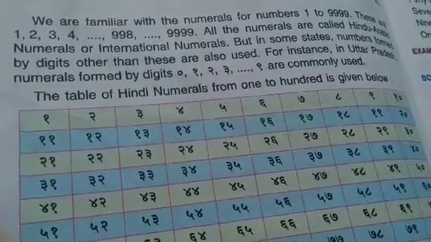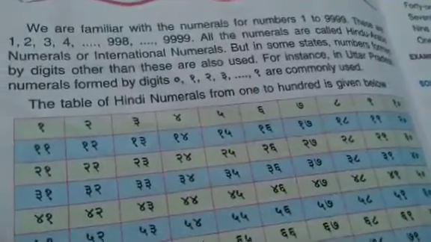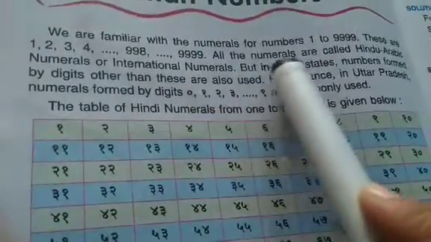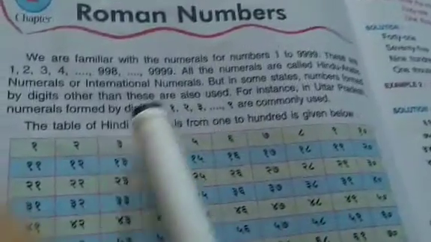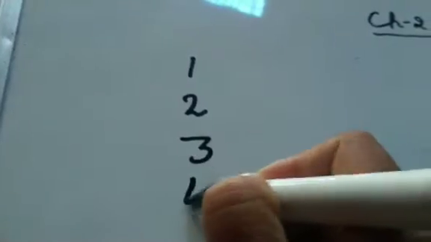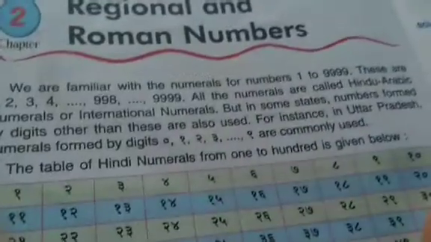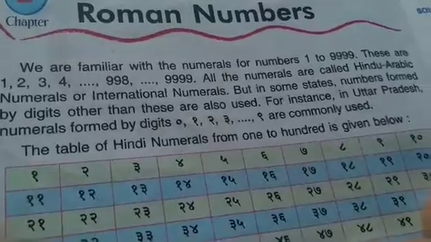9998, 4758, any number you can read and write. So all these numerals are called Hindu Arabic numerals or the international numerals. Clear beta? Means in this way 1, 2, 3, 4, these numbers are known as Hindu Arabic numerals, or you can say international numerals.